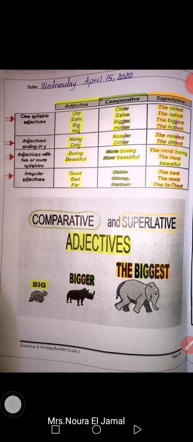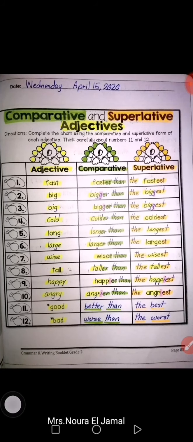Now let's move to page 85. Comparative and superlative, we will complete the chart here. Number 1, the adjective is fast, the comparative faster than, the superlative the fastest. Number 2, big, bigger than the biggest. Number 4, cold, colder than the coldest. 5, long, longer than the longest. 6, large, larger than the largest. Number 7, wise, wiser than the wisest.